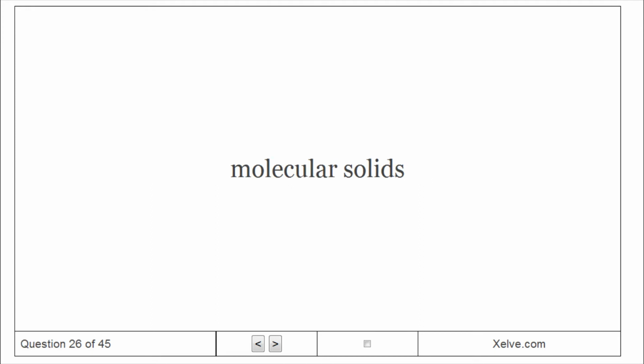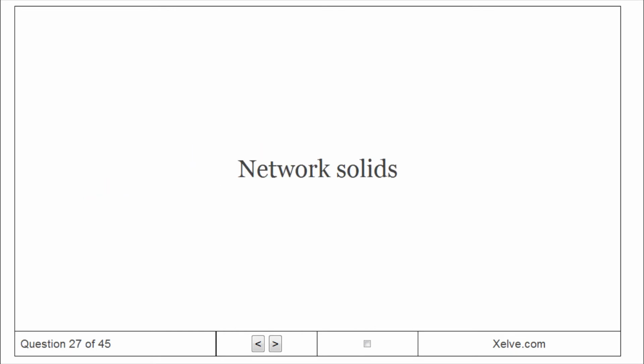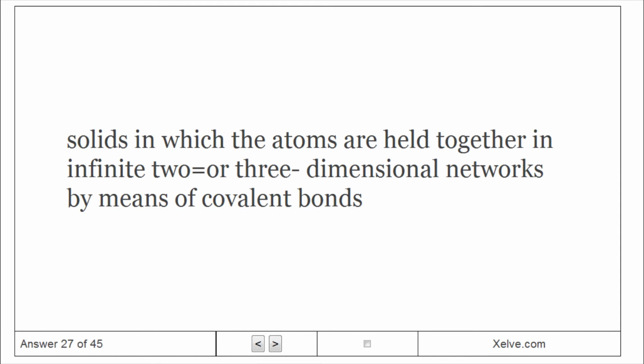Molecular solids. Solids in which molecules are the fundamental repeating unit. Network solids. Solids in which the atoms are held together in infinite two-dimensional or three-dimensional networks by means of covalent bonds.